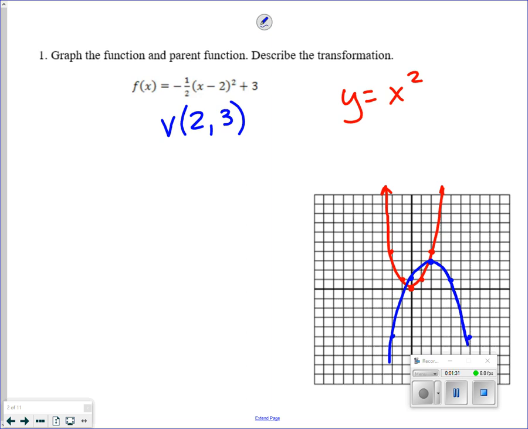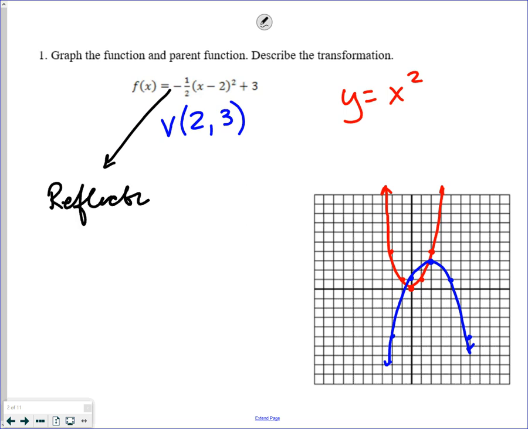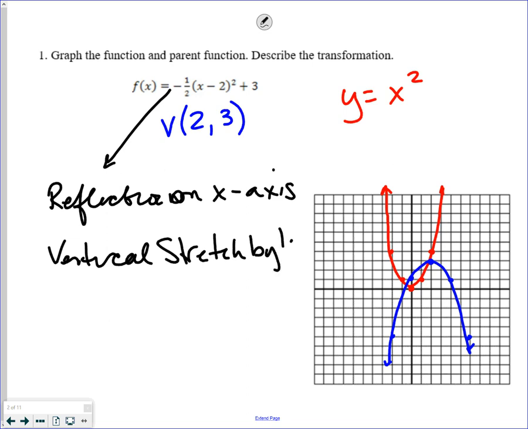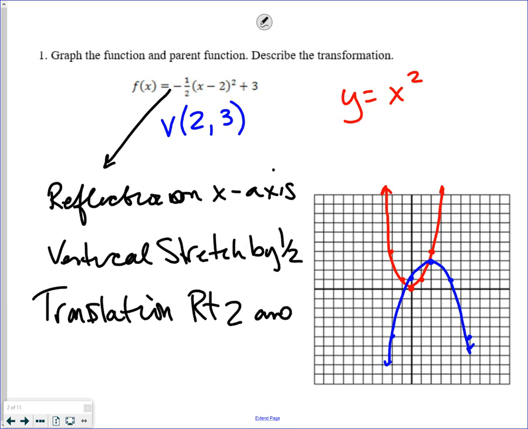Now it's a little easier to talk about, and I'm going to get rid of this little box here. It's a little easier to talk about the transformations that are involved. So the negative sign that's out in front is a reflection on the x-axis. The half is a vertical stretch by a half. The inside is a translation to the right 2, and also a translation up 3.